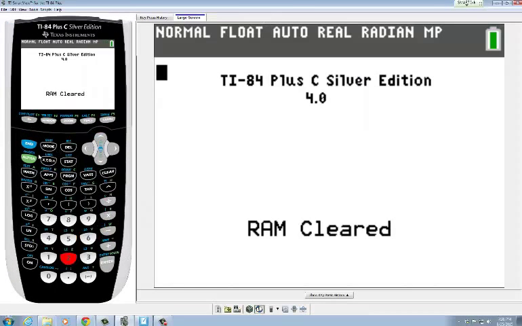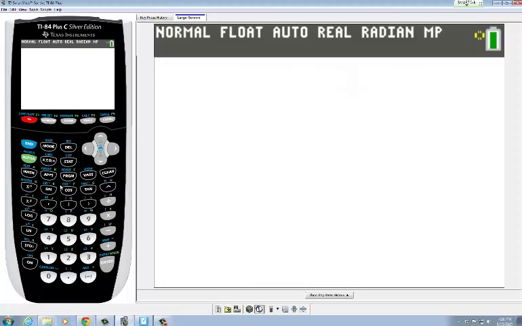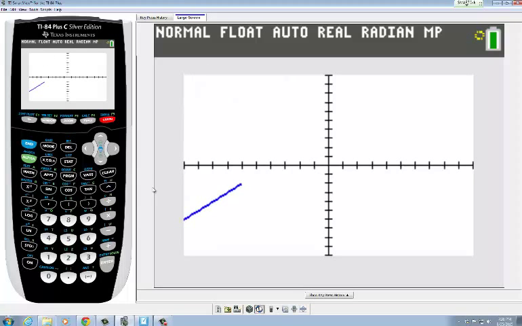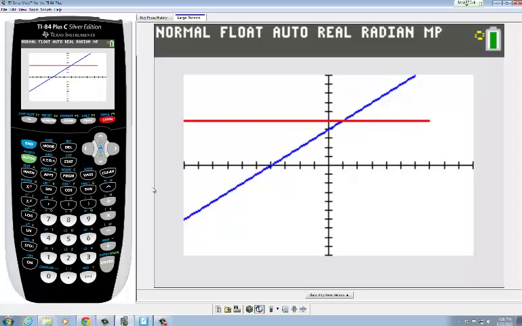I'll get my calculator, turn it on, and go to y equals. The left side of the equation was x plus 4, and the right side of the equation was 5. Once I put that into y equals, I'm able to graph it by simply pushing the graph button. And I get a graph that looks like this.